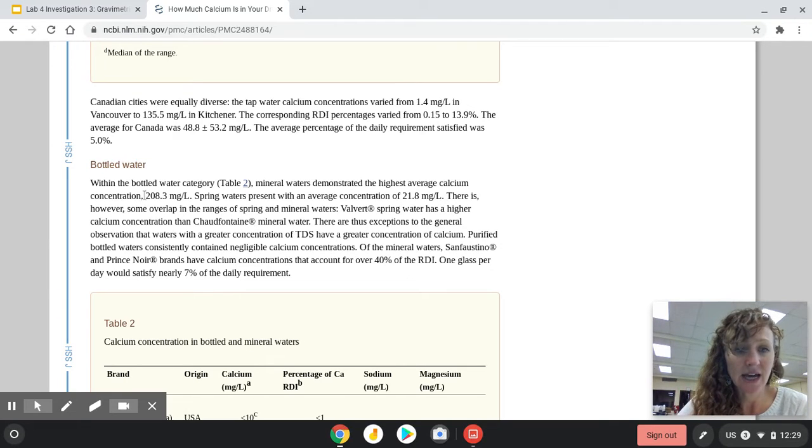And again, the highest amount of calcium that this paper found in any tap water or bottled water or spring water was 208.3 milligrams per liter. So start with that. That's milligrams of calcium per liter. And you're going to want to use that and calculate how much sodium carbonate you need to add in order to precipitate all of that. And then we're going to assume that the amount of calcium in our water is less than that amount.